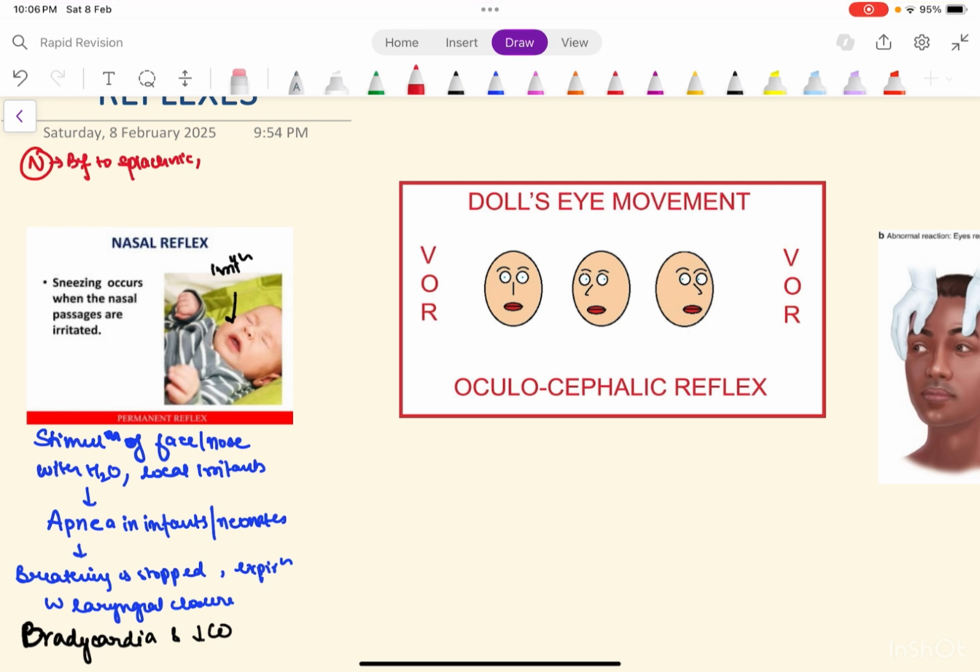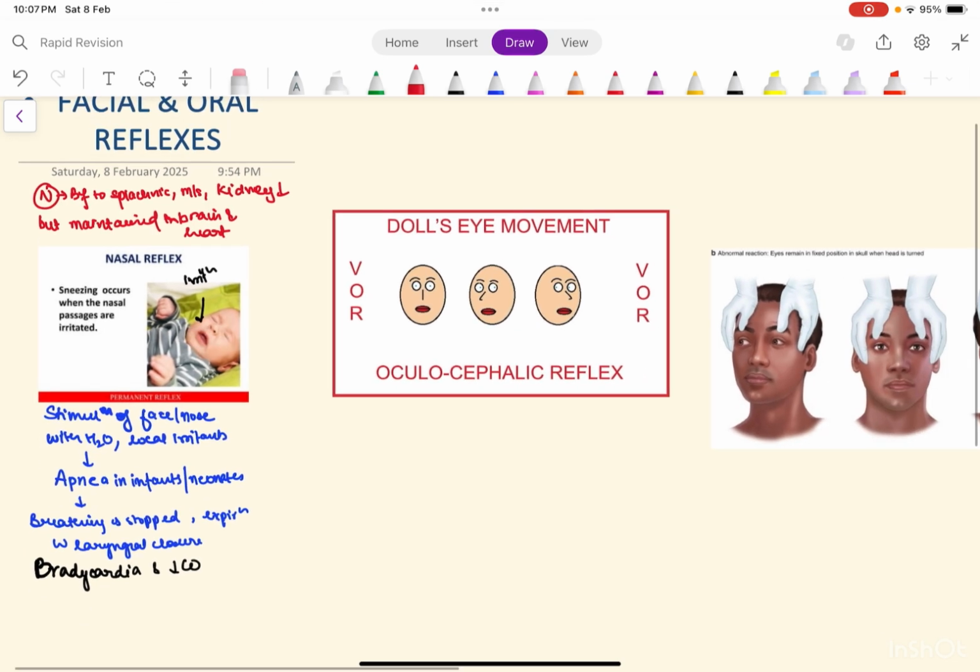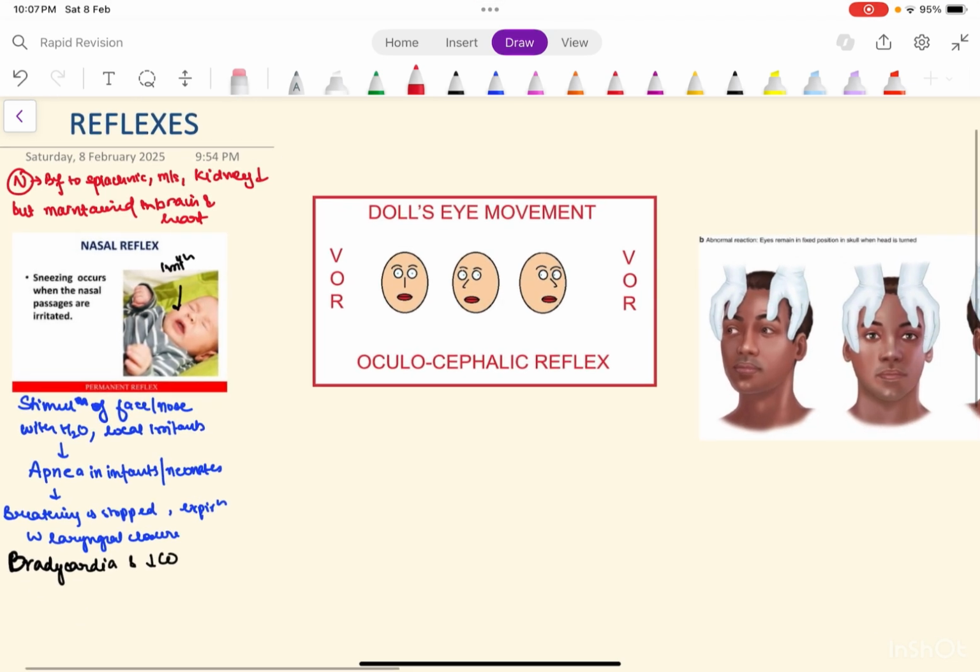What happens is the blood flow to the splanchnic region, muscle and kidney decreases but is maintained in the brain and heart. So this is the first one.